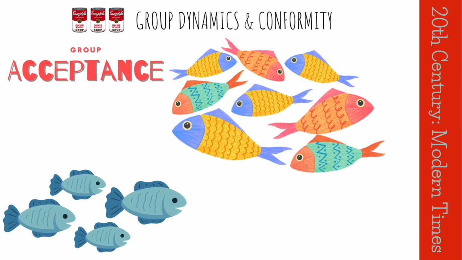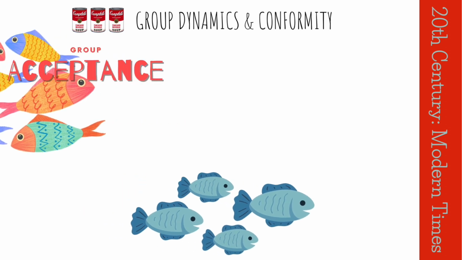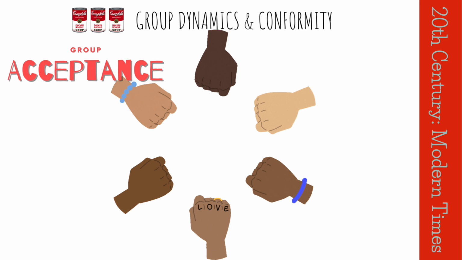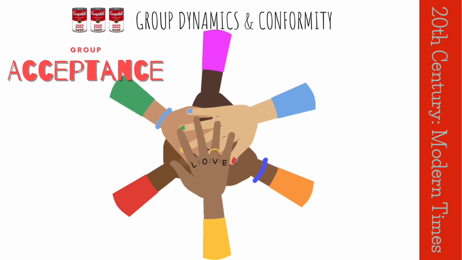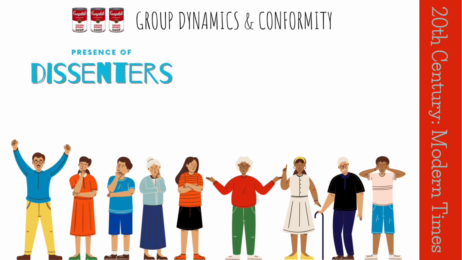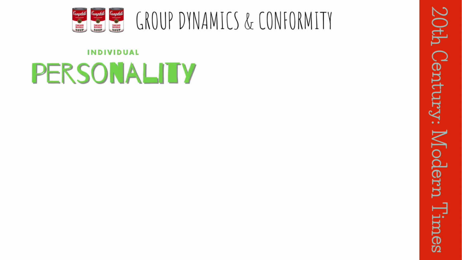Groups provide us with a sense of belonging and identity, and we are naturally motivated to be accepted by our peers. This can make us more susceptible to conforming to group norms, even when we disagree with them. Another factor that influences conformity is the presence of dissenters. In groups with high levels of dissent, individuals are less likely to conform, as they are more likely to be exposed to alternative perspectives. Individual personality traits can also influence conformity.